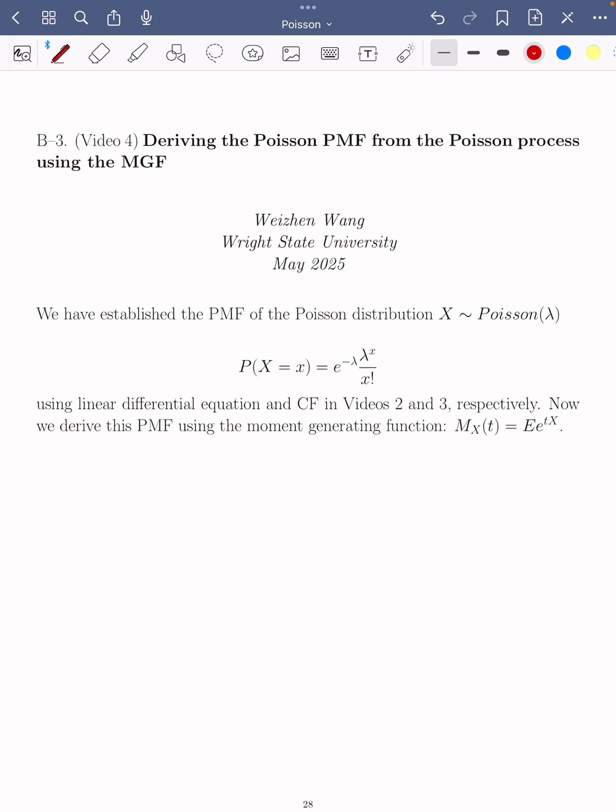So we have established the probability mass function for the Poisson distribution, which is this formula, using the linear differential equation, and also the characteristic function in videos 2 and 3 respectively. So now we derive this probability mass function using the moment generating function, which is defined as this.